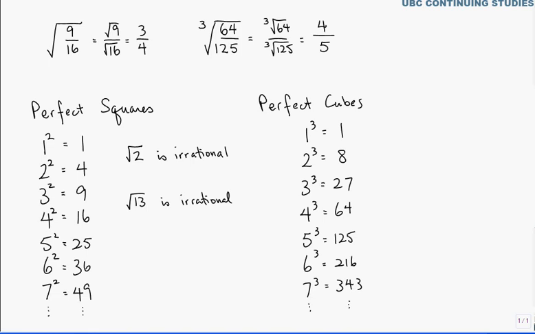Let's try one for perfect cubes. So, for instance, let's say we had the cube root of 40. Well, this is also irrational. It can't be simplified because you can't write it as a rational number, because 40 is not a perfect cube. But you do know that it's bigger than the cube root of 27, so it's bigger than 3. It's smaller than the cube root of 64, so it's smaller than 4. It's somewhere between 3 and 4.